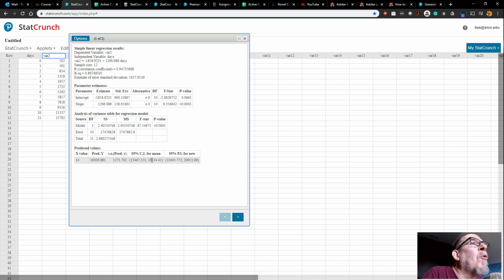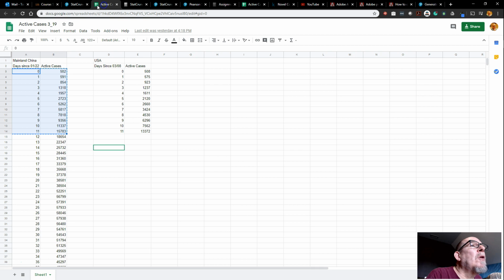Let's go back to our data. So I'm going to go back to our data and look at what the truth is at 14,000. There's the truth. Look at that. The truth is that China had almost 26,000 active cases in 1 week, in 14 days. Why is that? Because the linear model fails in the long term.